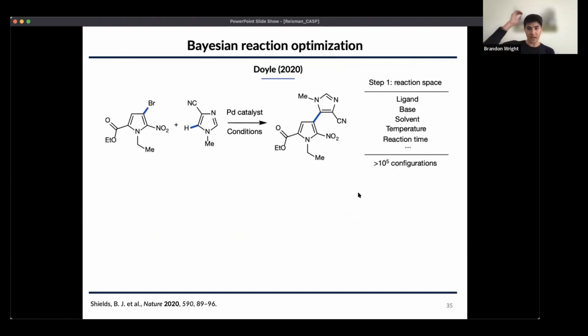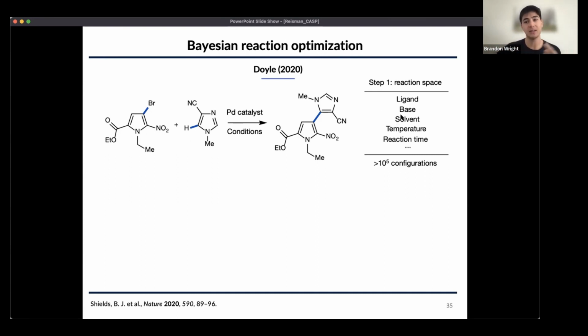All right, so the last example I want to talk about today in the few minutes I have left is this really nice paper from the Doyle lab in 2020, where they try to approach the problem of reaction optimization from sort of a new computational perspective. And we're all probably familiar with the classic challenge of optimizing any reaction in the lab, especially for transition metal mediated reactions. There are a lot of variables you can change. So the reaction space is really large.